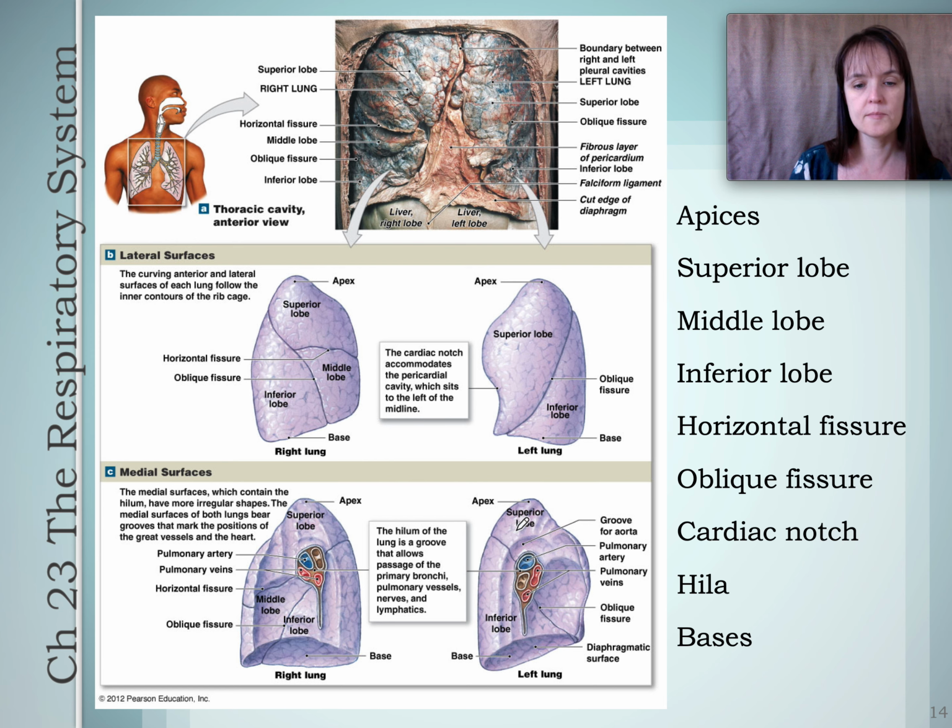Inferior lobes on the bottom, superior lobes on the top, oblique fissures separating them, and then the horizontal, actually that was probably oblique. Yeah, that one's oblique. And then the horizontal fissure separating off the middle lobe from the superior lobe. So yeah, we'll start with that picture next time.